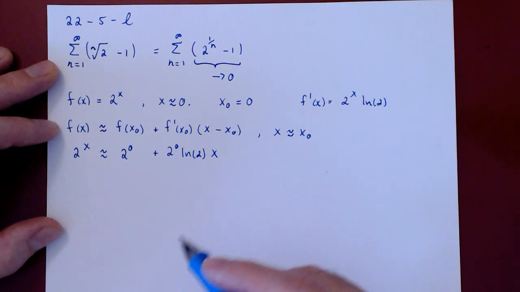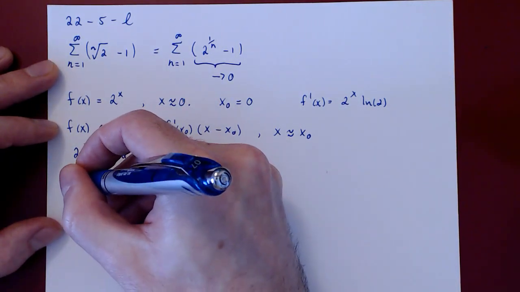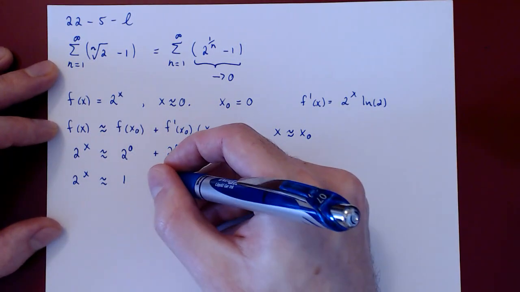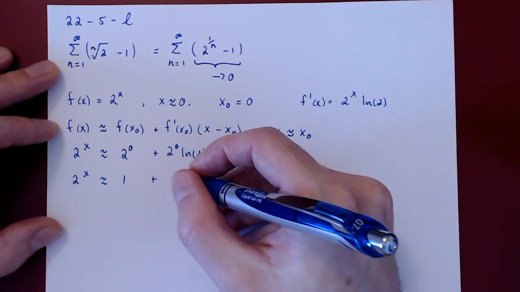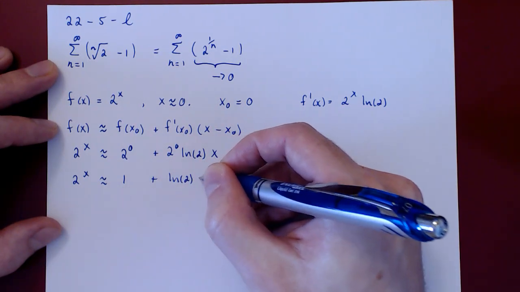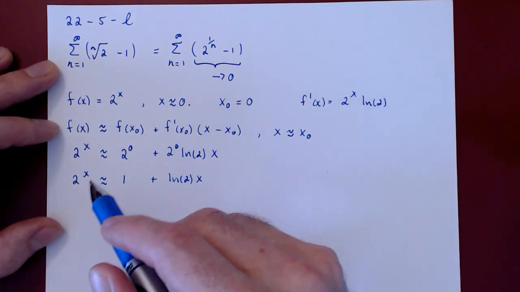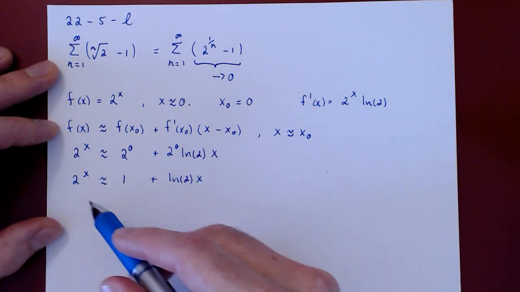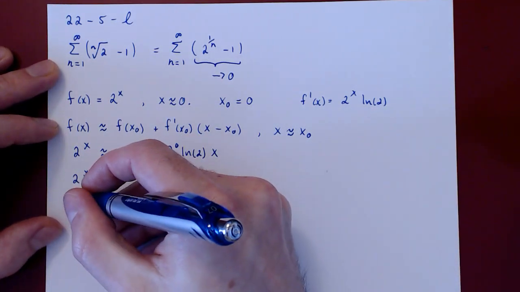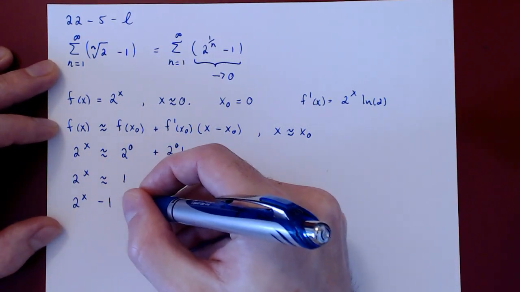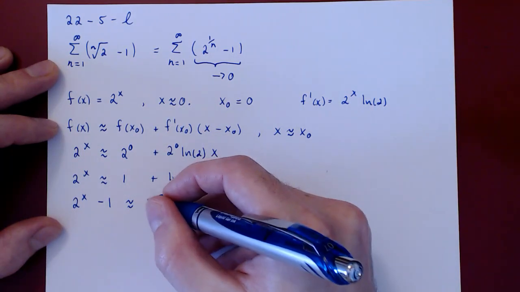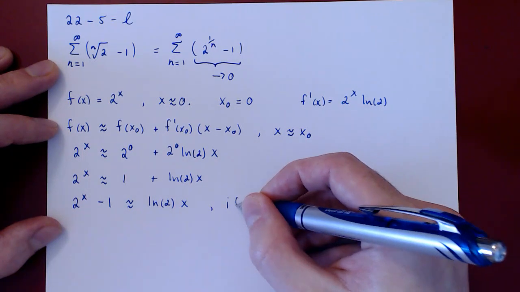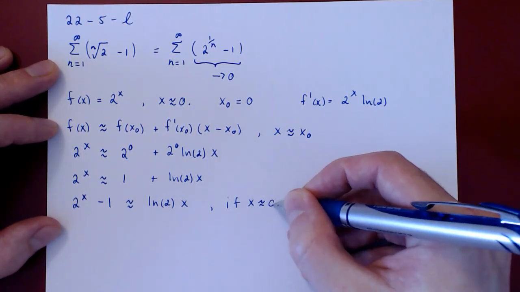This of course simplifies, right? So 2 to the x is approximately 2 to the 0, which is 1, so we get 1 plus x ln of 2. And since we care about 2 to something very small, in our case 2 to the x minus 1, let's subtract 1, and we get that 2 to the x minus 1 will be approximately ln of 2 times x. And this is again if x is very close, in our case, to 0.